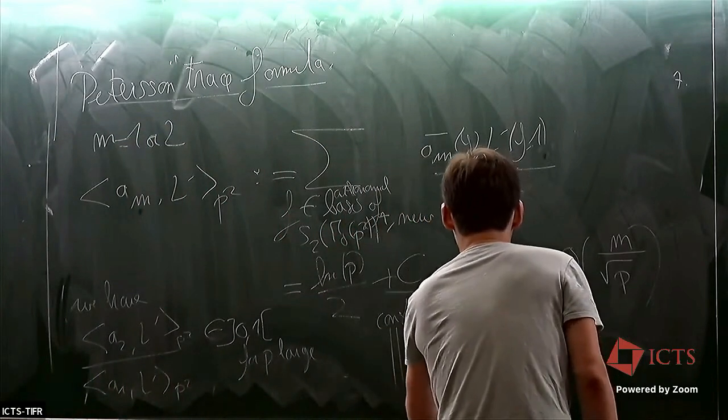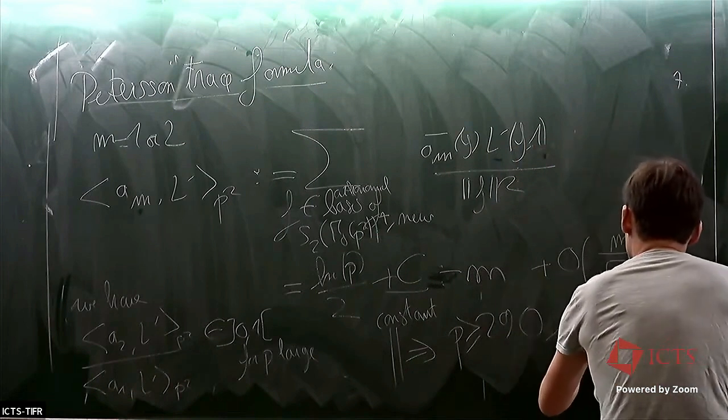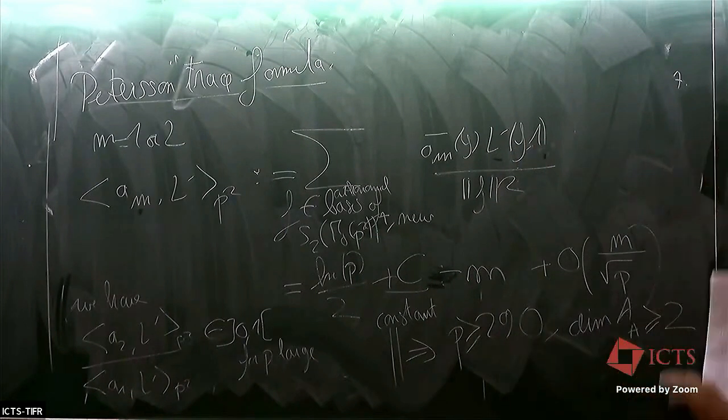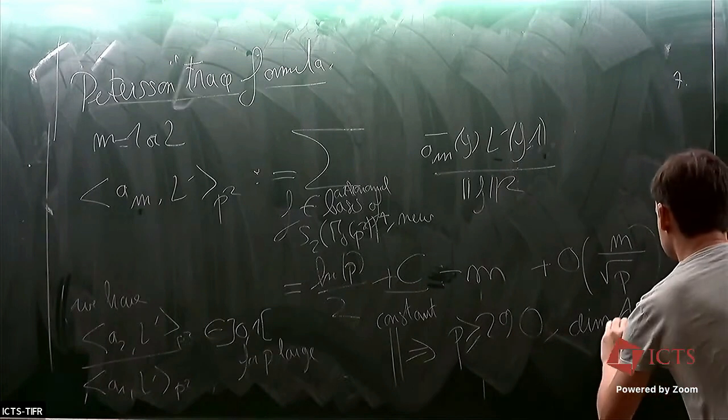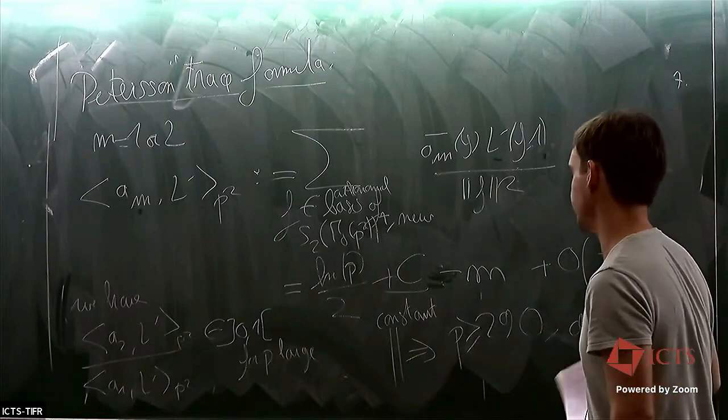So because of this, for P larger than at least 290, the dimension of AH is at least 2 by these purely analytic means. And then you can fill out the results with all this.